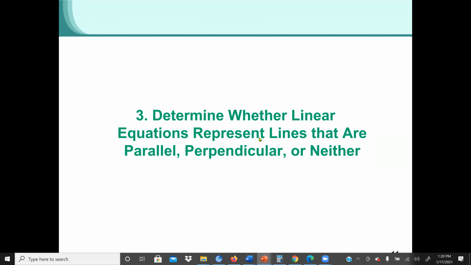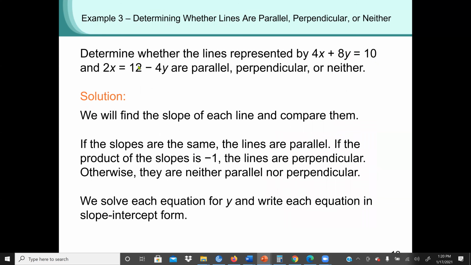Now, how do we determine whether a linear equation represents lines that are either parallel, perpendicular, or neither? Again, this depends on the slope value. We have an example here: determine whether the lines represented by 4x plus 8y equals 10 and 2x equals 12 minus 4y are parallel, perpendicular, or neither. They are parallel if the two equations have the same slope. They are perpendicular if the slope of the first equation is the negative reciprocal of the second. They are neither if the two slopes are different.